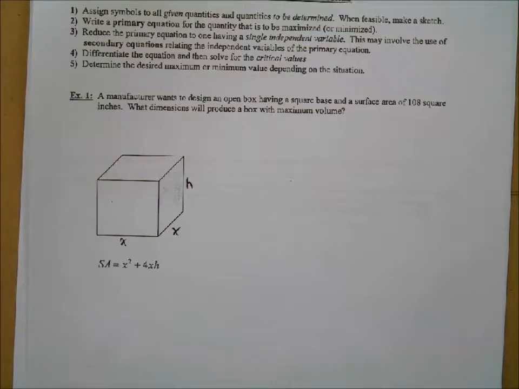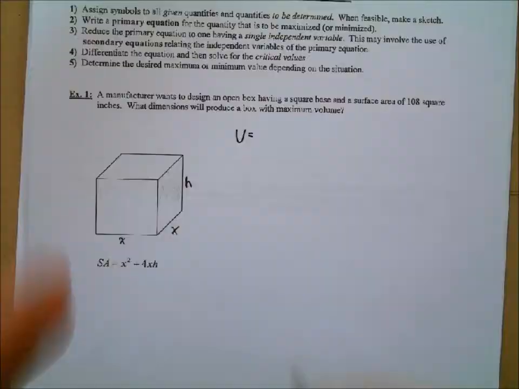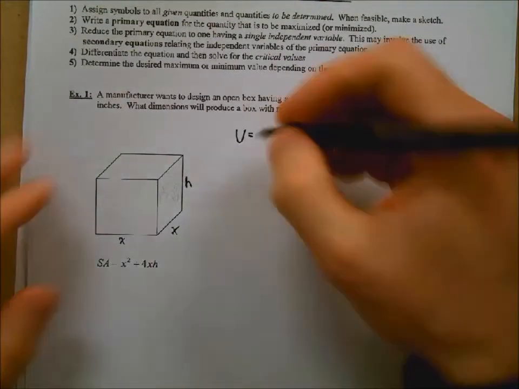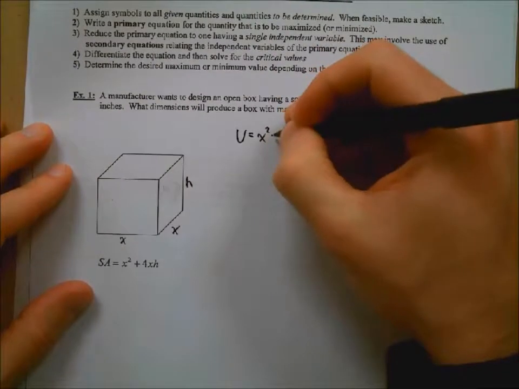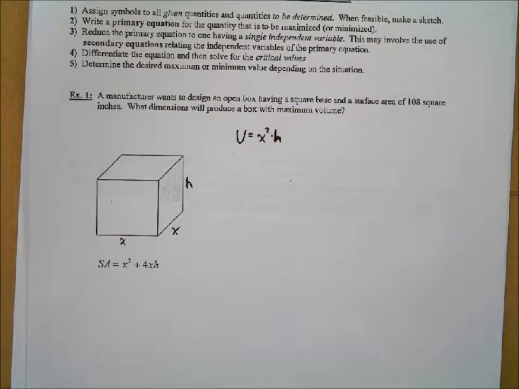And so then what would the volume formula for this particular box be? X squared h. Okay, length times width times height, so x squared h. Exactly right.